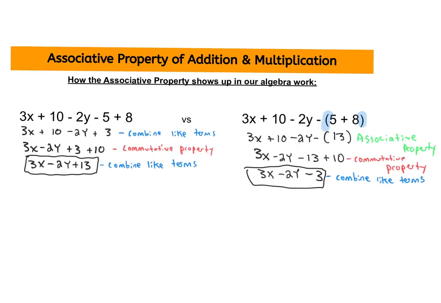Here are my final answers, and I went ahead and also added what I did with each step. In your journal problems, you're going to be asked to do this, and so you can look back at this as an example of where I used associative property, where I used commutative property, and where I combined like terms and simplified. You can see the difference between grouping 5 and 8 and doing that first. You end up with 3x minus 2y minus 3 right here, and not having that associative property, not associating those two terms, you end up with 3x minus 2y plus 13.